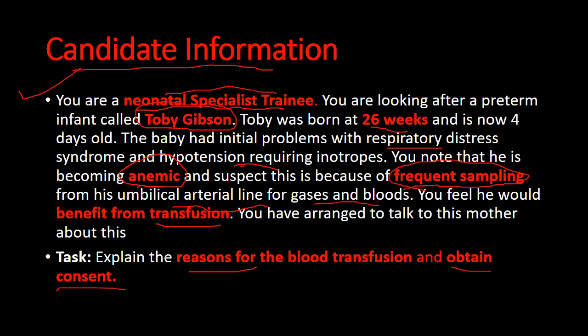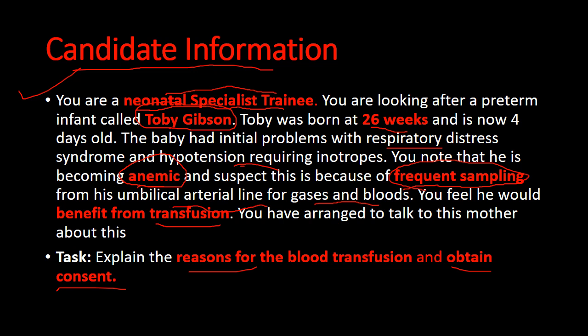And you know the background is that he was a preterm. Now he's 4 days old. So here the background is respiratory distress syndrome, hypotension, required inotropes. This was the past history. You know that he has become anemic. Now this is the current issue that he became anemic.